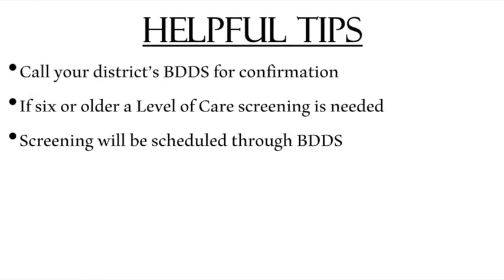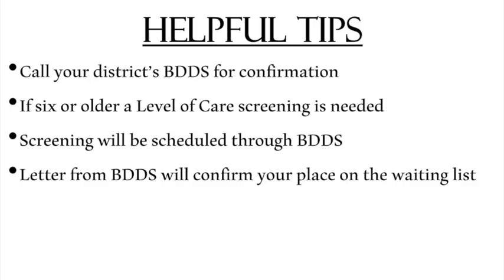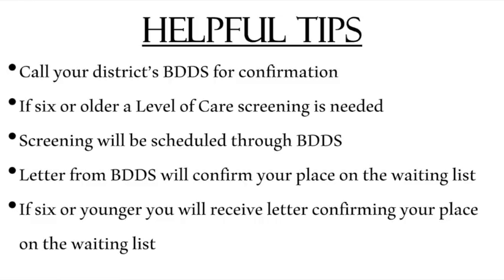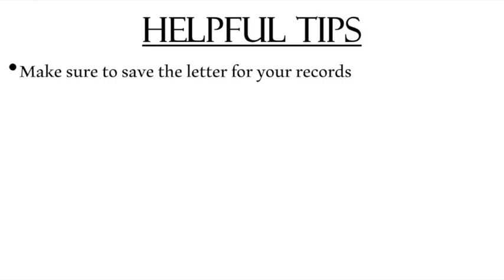Once your child is determined eligible, you will receive a letter stating that he or she has been placed on the waiting list. If your child is under the age of 6, then you will receive a letter in the mail stating that your child was placed on the waiting list after all of the forms have been received. It is important to keep the letter stating that your child is on the waiting list for your records. In instances where a name is lost from the waiting list, the letter will serve as your proof of the date of being put on the waiting list.